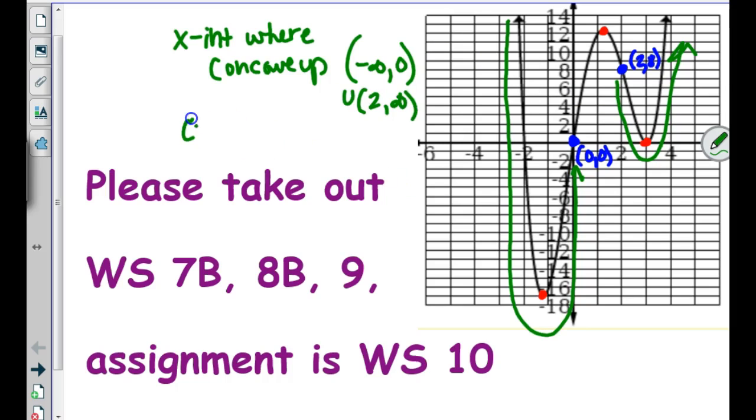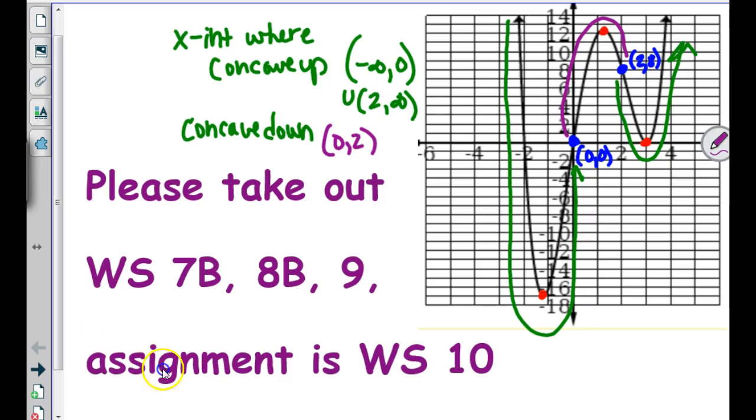Okay? And concave down, where it was sad. Yes, in this little section right here, it was bent down. Okay, is that a good review of concavity for you? Anything else anybody wants me to talk about on that graph?